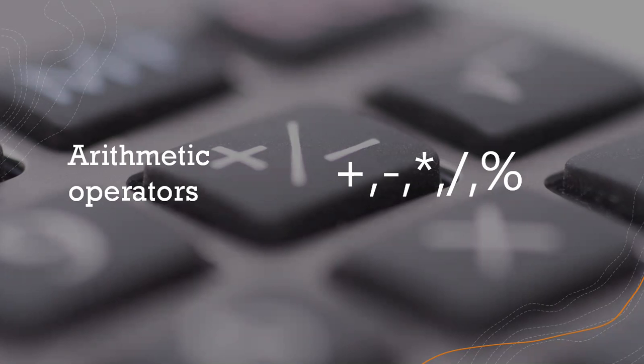Like the plus symbol, addition: 2 plus 3 equal to 5. Subtraction: 3 minus 2 equal to 1. Multiplication: 2 into 3 equal to 6. And the division symbol: 10 by 2 equal to 5. Modulus: 20 by 10 equal to 0. Here the modulus value is the remainder value, which is 0.